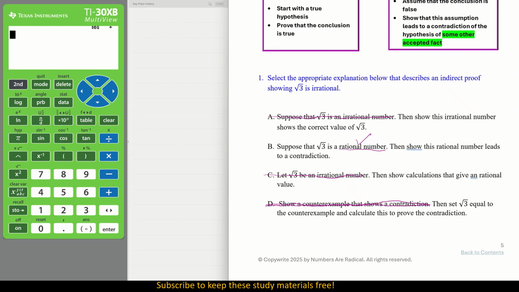So now I've got it down to B. Let's look at the second half. Then show this rational number leads to a contradiction. Absolutely, that is the definition of an indirect proof, and I have written this proof before for the square root of 2 and the square root of 3. Very common thing in proof writing. Until I got the hang of it, it was a struggle. So anyway, option B is exactly what we need.